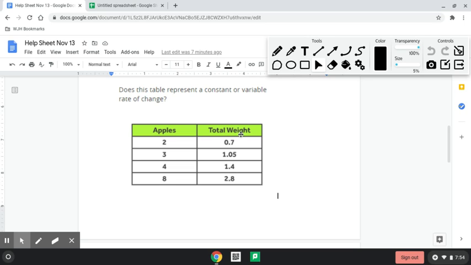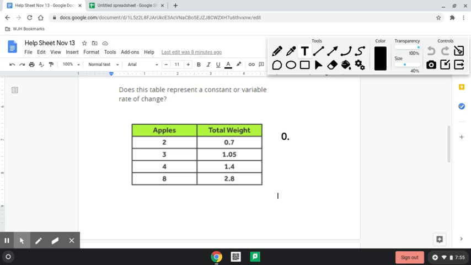The numbers here are a little trickier than that, and that is where division comes in. If we divide the total weight by the number of apples and we get the same answer for each row, then it is a constant rate of change. So 0.7 divided by 2, I know this in my head, is going to be 0.35. I do that by thinking of what is 70 divided by 2, and then moving the decimal point.